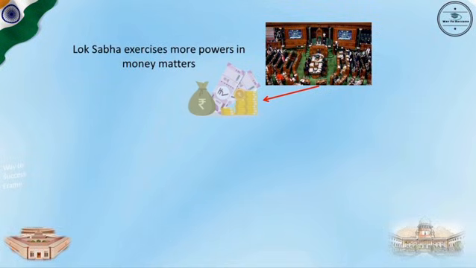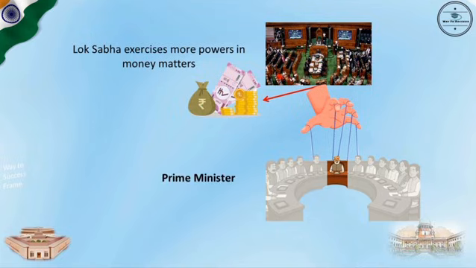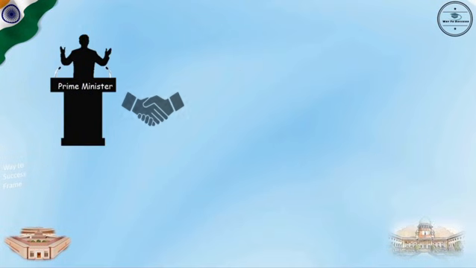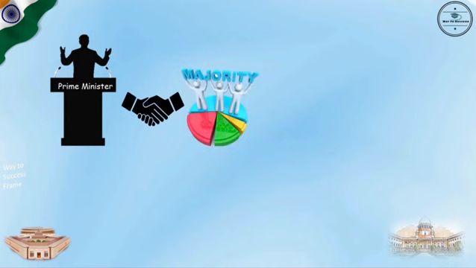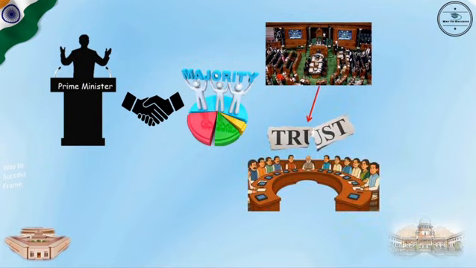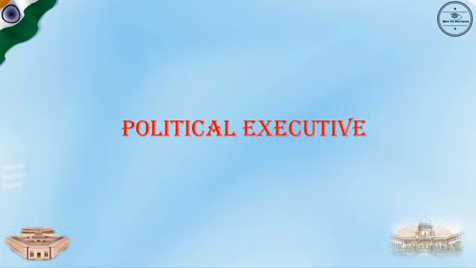Lok Sabha exercises more powers in money matters. Most importantly, Lok Sabha controls the Council of Ministers. The Prime Minister and all ministers together are called the Council of Ministers. The Prime Minister must be someone who has the support of the majority in the Lok Sabha. If most Lok Sabha members lose trust in the Council of Ministers, then the Prime Minister and all the ministers must resign together.